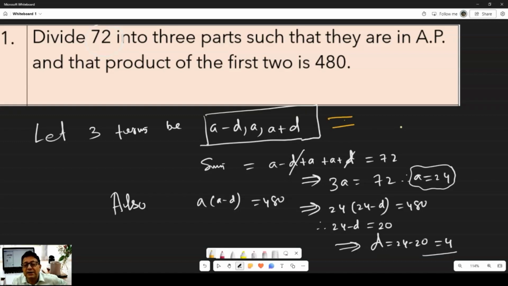So this implies 3 terms what? A minus D, 24 minus D. Next one, you put the value of D also. It is 24 minus 4. Next one 24. Next one 24 plus 4. So this is 20, 24, 28.